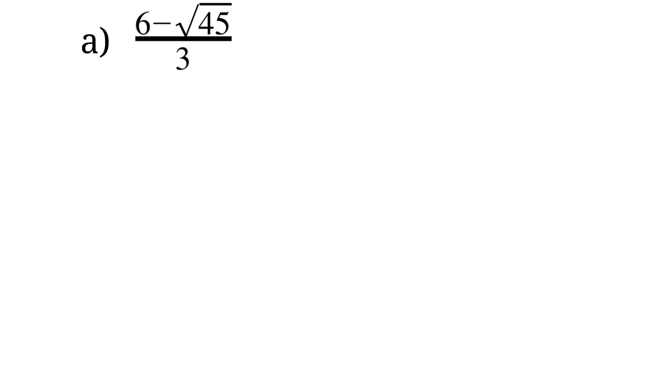So let's try another question. We have 6 minus the square root of 45, all divided by 3. This is the same thing as 6 divided by 3 minus the square root of 45 divided by 3. So I'm going to rewrite that. So this 6 divided by 3, that's actually just 2.